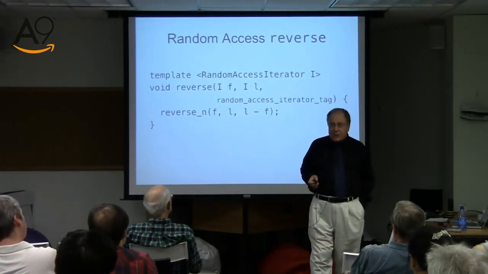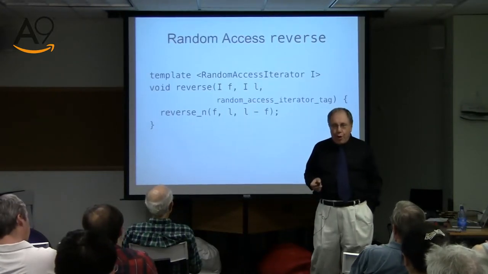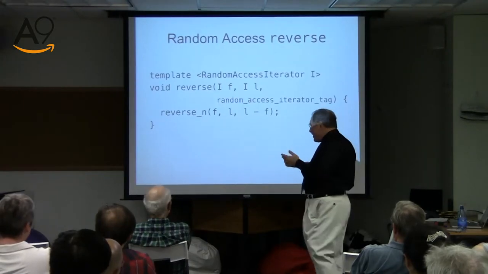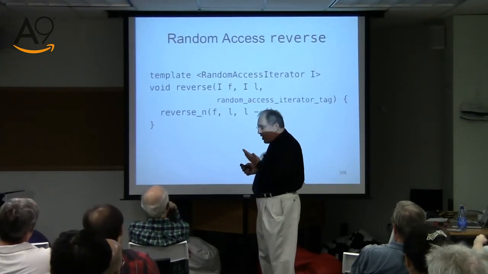And here we come to an interesting problem of how do we do it. So we have one for bidirectional, we have one for random, and we don't have one for forward iterators. By the way, the historical fact is that I knew how to do it for forward iterators before I did STL, but I didn't put it in STL. Why?